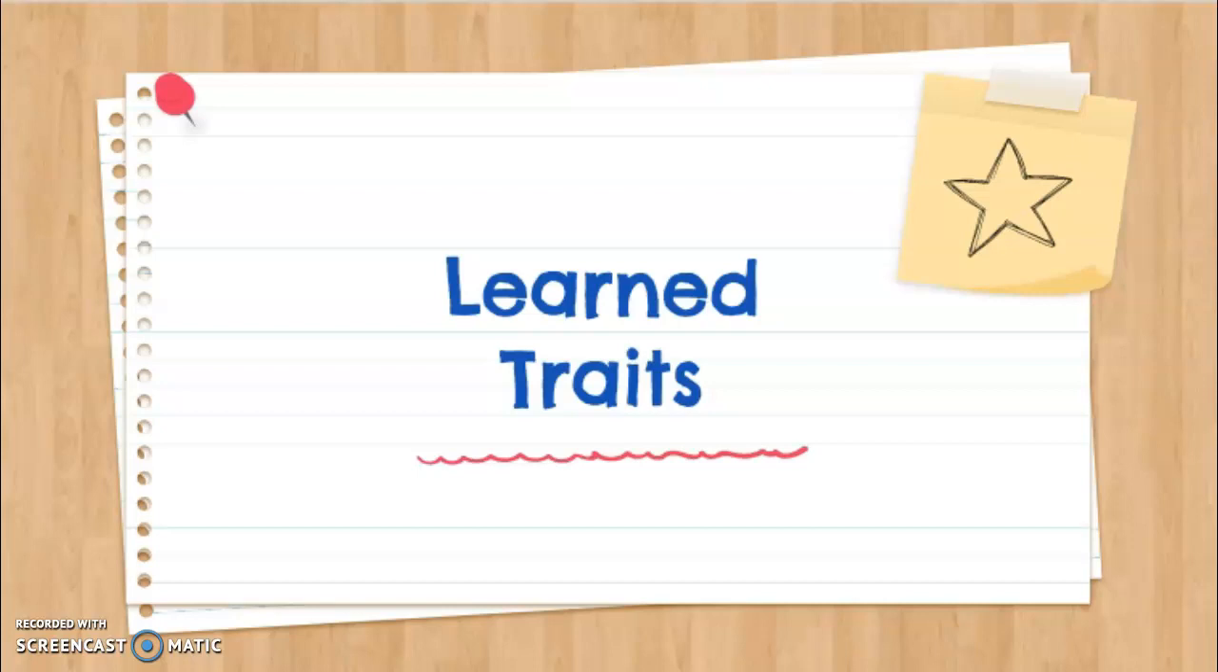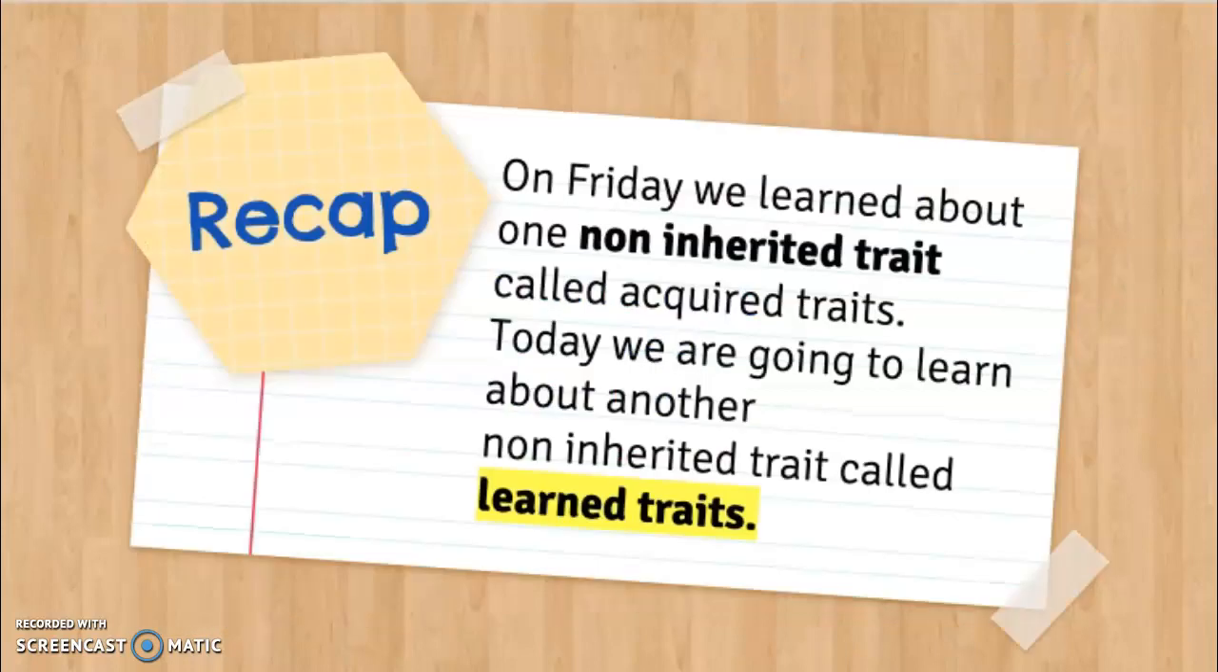Learned traits. Let's recap. On Friday, we learned about one non-inherited trait called acquired traits. Acquired traits are things that happen to an object or a person or an animal because of its environment. Today, we are going to learn about another non-inherited trait called learned traits.